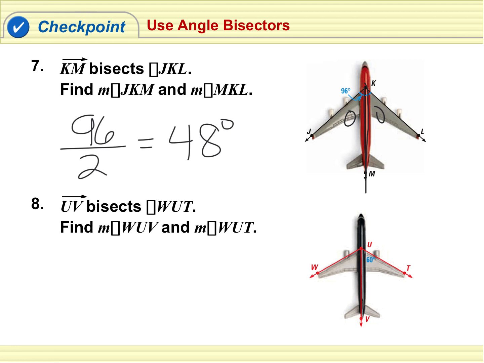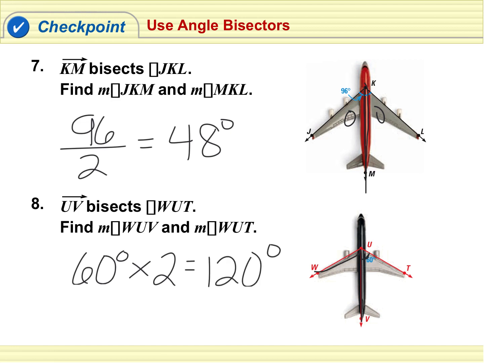Good. So, same thing with this one. Let's see, WUV. We want to find this missing angle and the whole thing. So, if this side's 60, what's the other side? 60. What do we got to do to find the whole thing? Multiply by 2, and you get 120. Yeah? Okay. Understanding this? Angle bisectors?